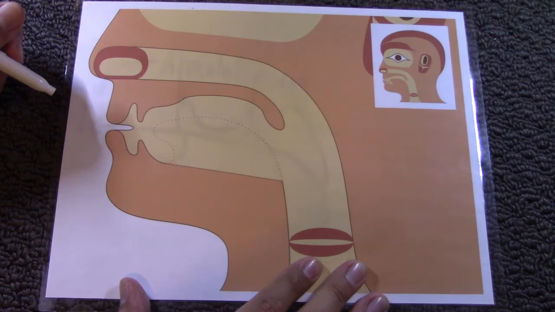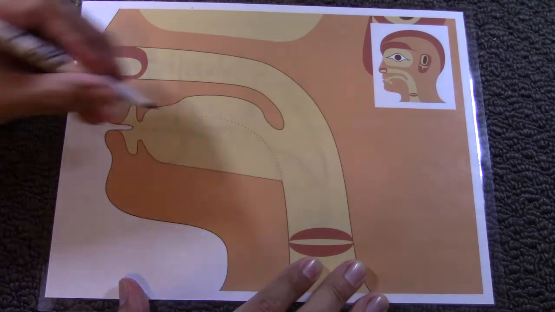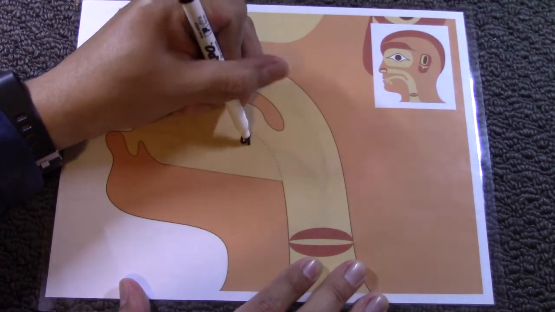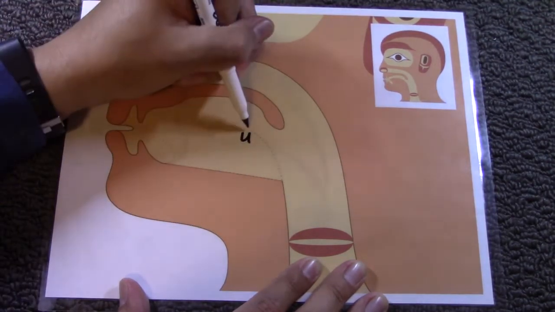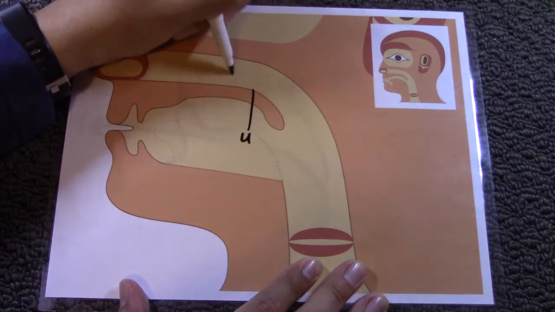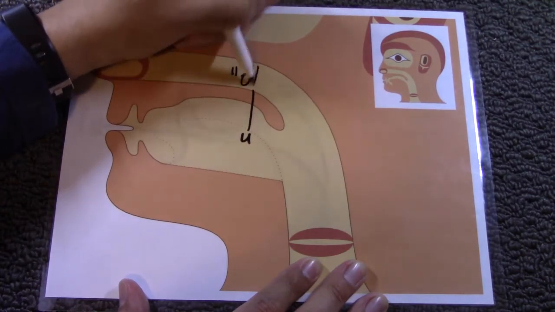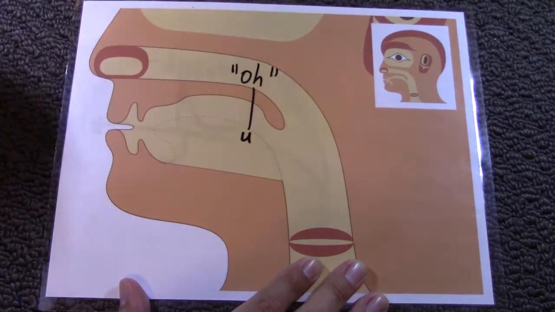Next we have another U, but this one's a little bit different than the first U. This U actually makes more of an O sound. So O comes from a little bit further down, further back in your mouth. So this U sounds like O.